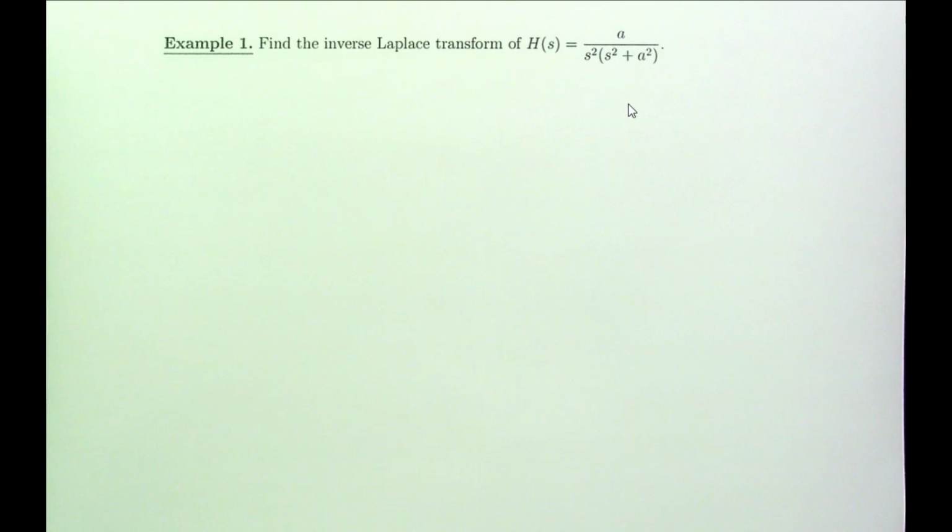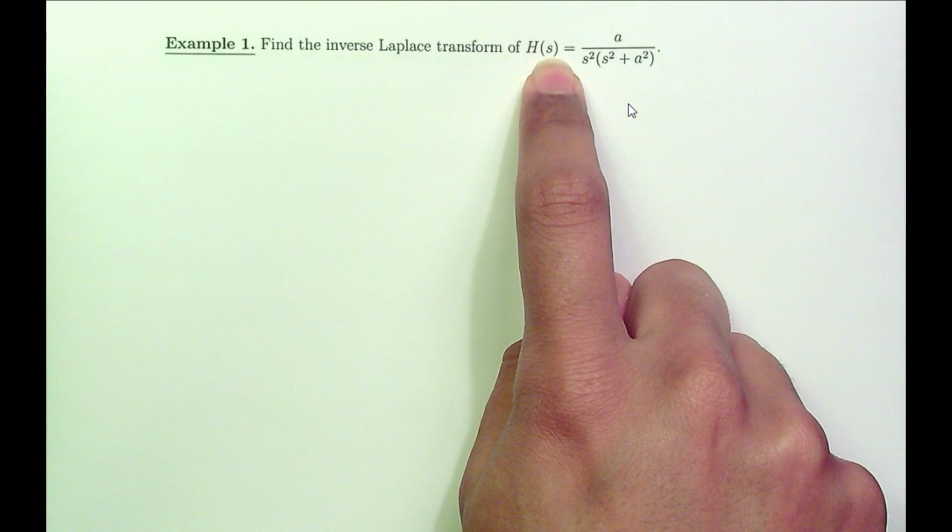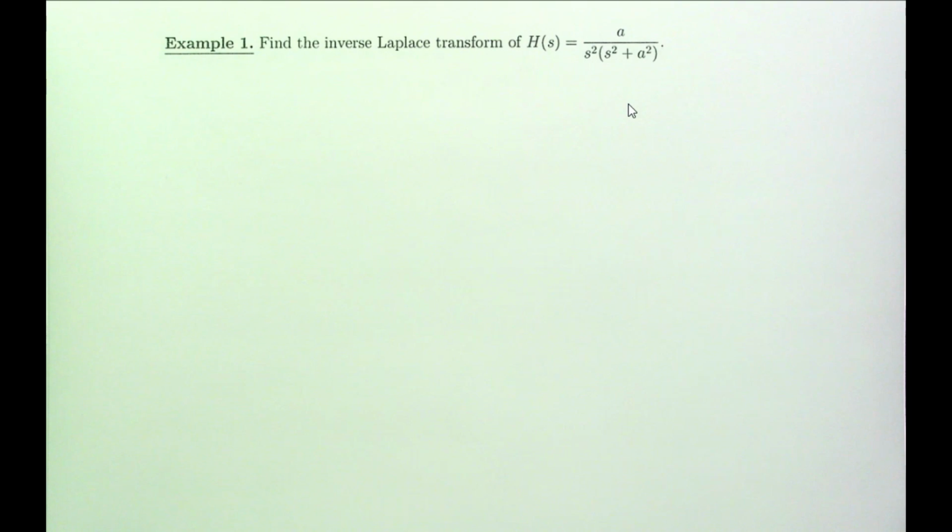Let's work on the first example. It says find the inverse Laplace transform of H(s), where H(s) equals a over s squared times s squared plus a squared. a is a constant that could be any number. It's not a variable. The variable is s. So we want to invert this.